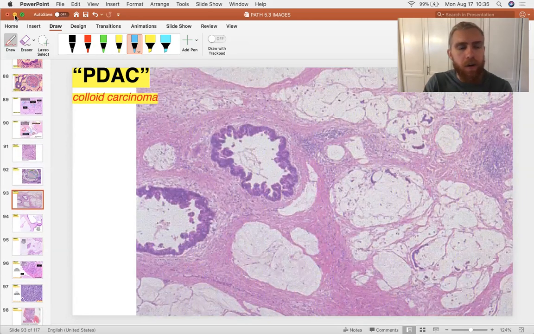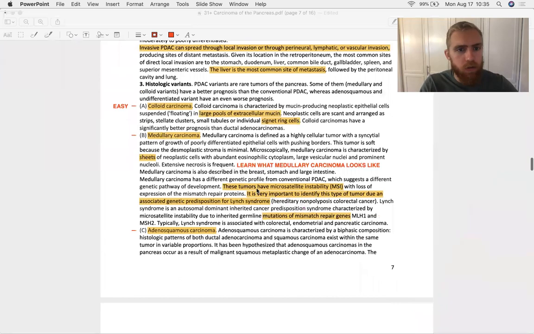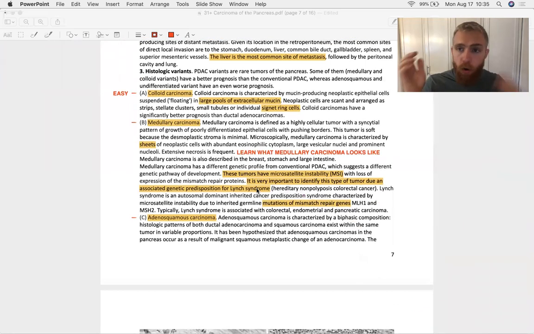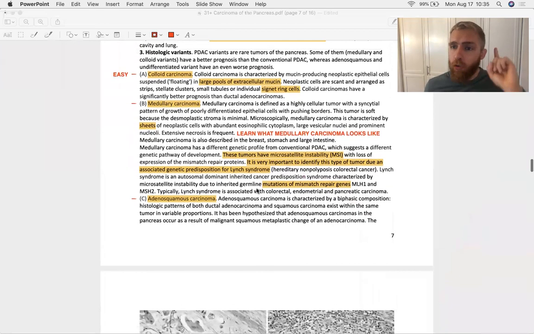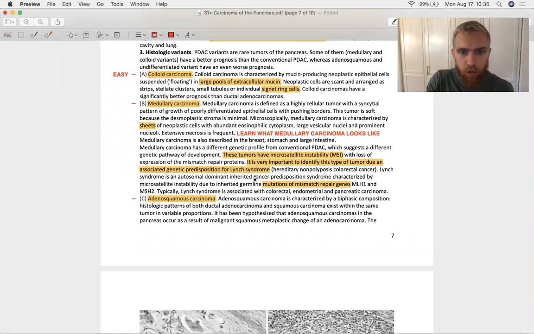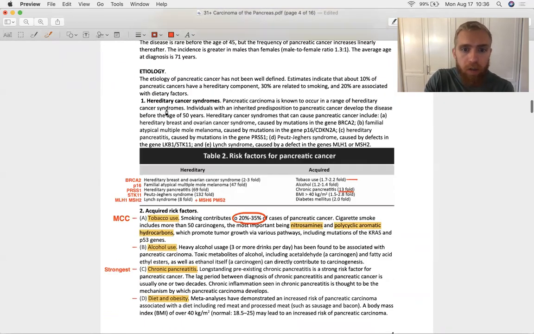Now we start getting into different subtypes of ductal adenocarcinoma. So we've looked at normal, and normal is normal for a reason. So these subtypes are rare. The one you really want to know is the medullary carcinoma, because that's got this big association with Lynch syndrome. Remember, we said if you get Lynch syndrome, you're more likely to get a particular pancreatic cancer. So let me walk this back.